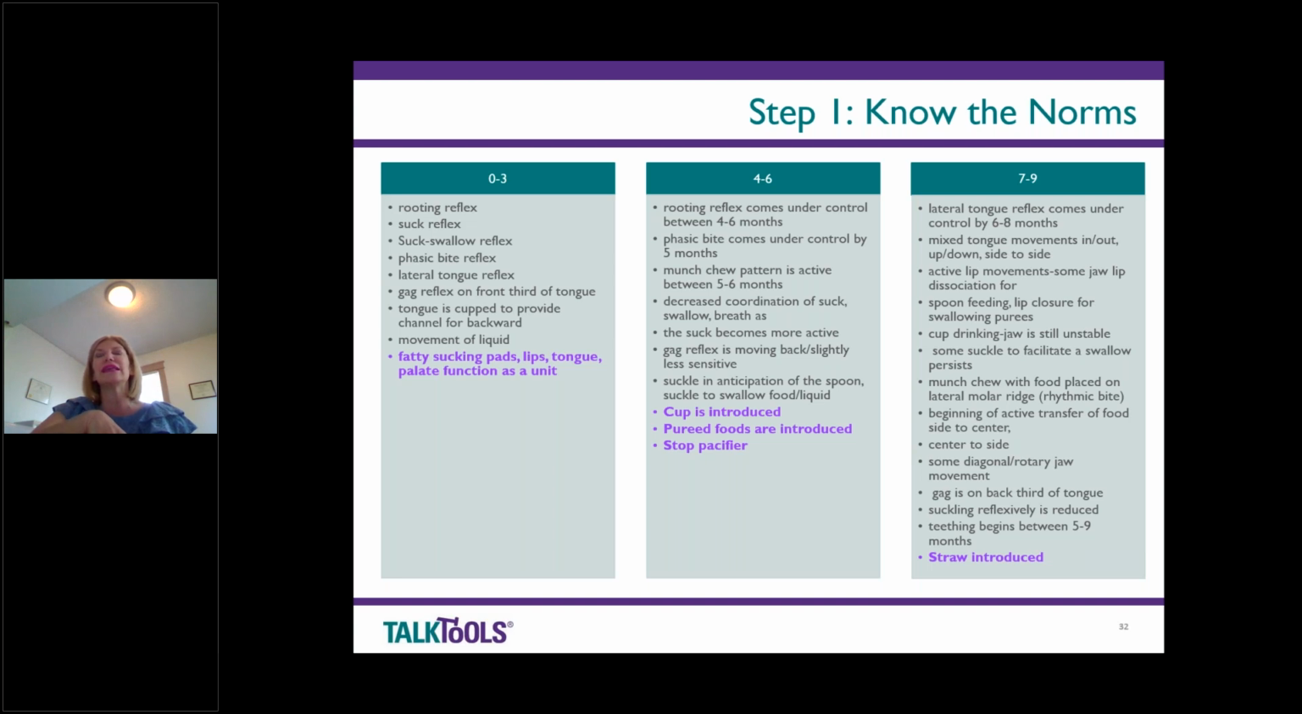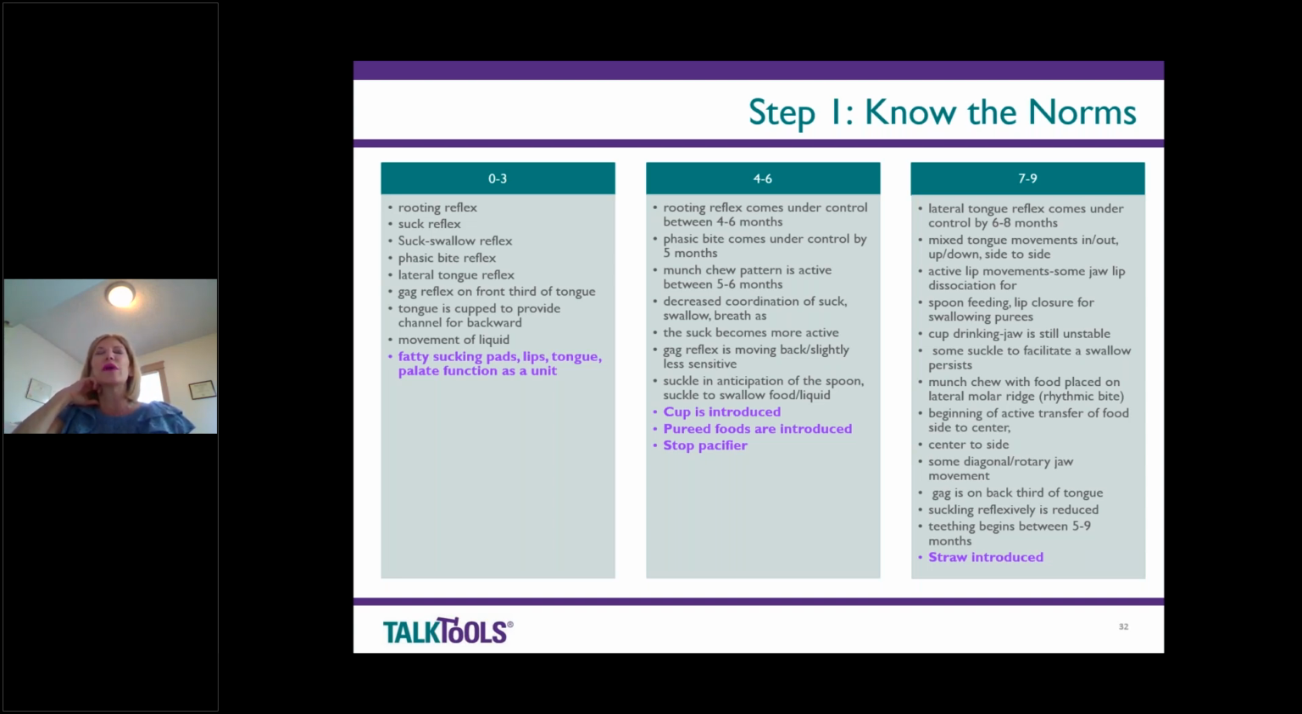And the second reason is that this phase, when the munch chewing pattern's developing and we're looking at pre-teething, we want a lot of jaw work and we want a lot of mouthing. And having a pacifier in the mouth can really interfere with that. At 7 to 9 months, this is when the straw can be introduced, not sippy cups. We'll talk about that in a little while.